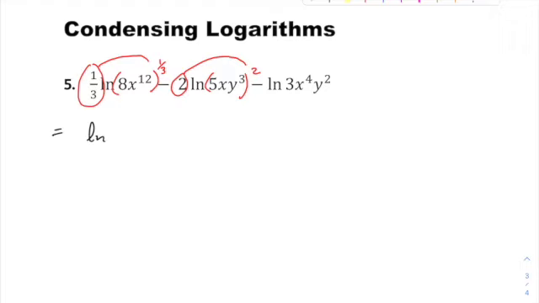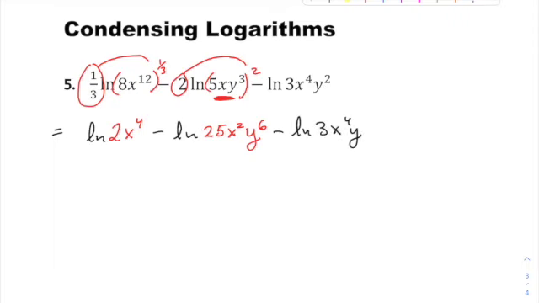And now here we go. 8 to the 1/3, that's like taking the cube root of 8, right? And the cube root of 8 is 2, and x to the 12th to the 1/3 is x to the 4th. Minus ln of, and now I'm squaring that whole argument there, 5x y to the 3rd squared will give you 25 x squared y to the 6th. Minus ln of 3x to the 4th y squared.